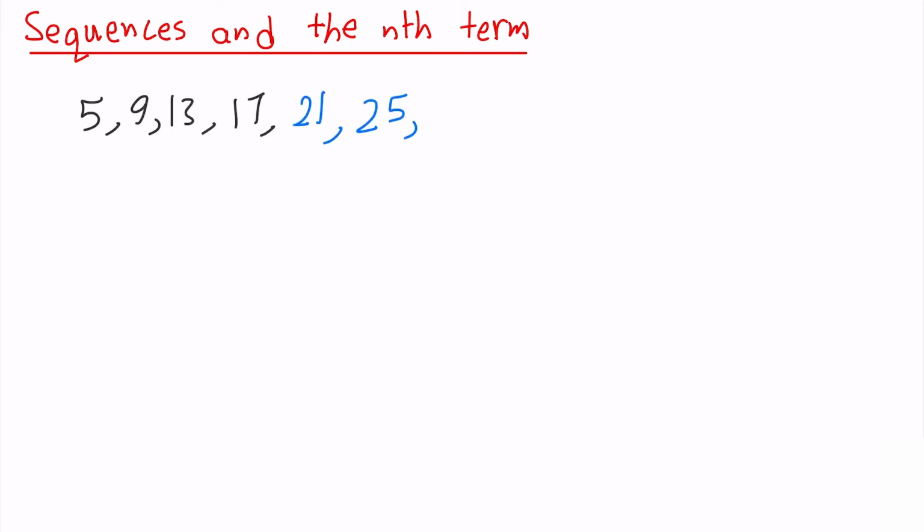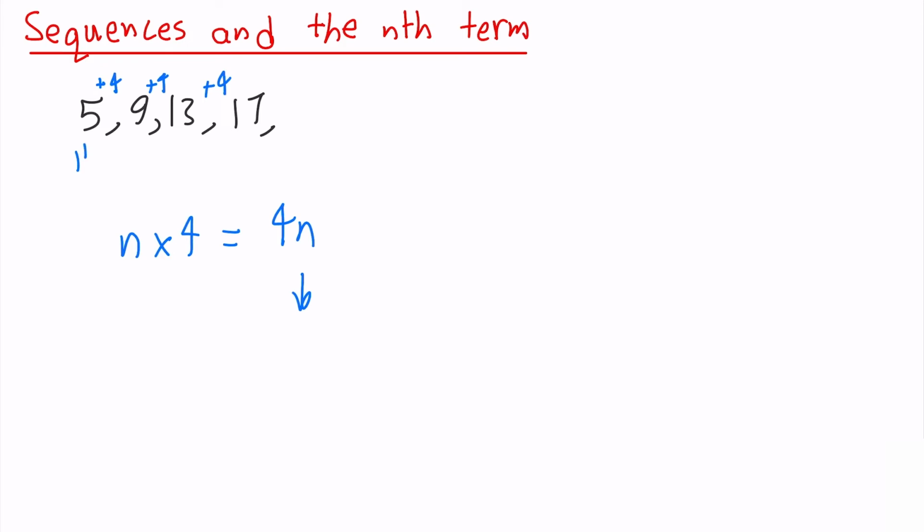We're going to do the nth term. So here you could realize that we need to add 4. So the nth term will be n multiply 4, and you could just write it 4n. So n stands for a whole number. Here in this sequence, that is the first term, second term, third term, fourth term.